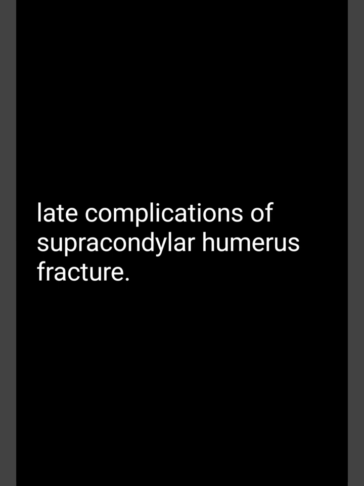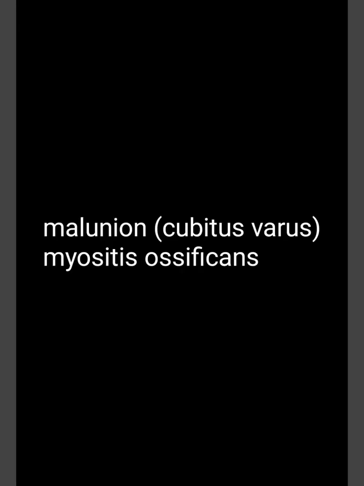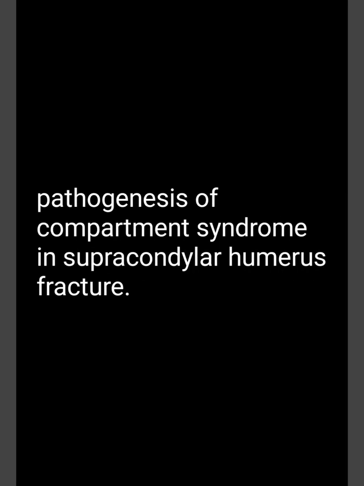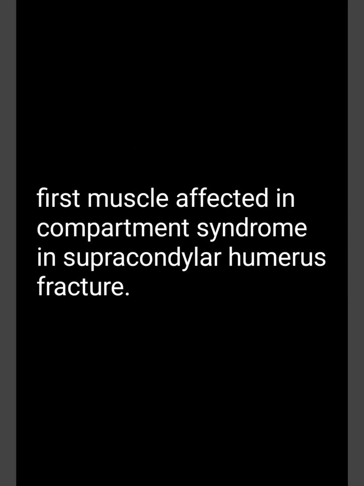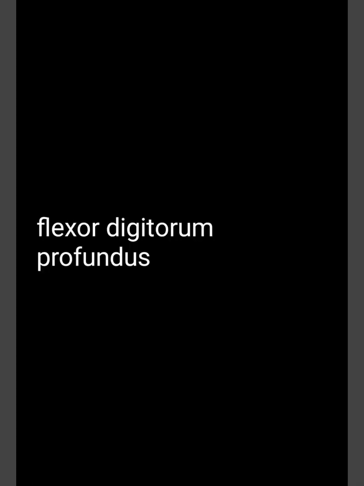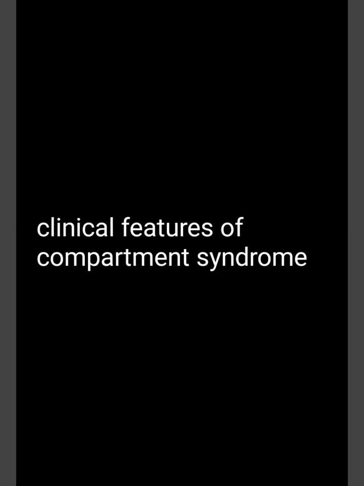Late complications of supracondylar humerus fracture: malunion, cubitus varus, myositis ossificans. Pathogenesis of compartment syndrome in supracondylar humerus fracture: brachial artery injury, blood supply compromised, muscle ischemia, hypoxia, inflammation, swelling of muscle, further compresses vessel of same compartment, muscle necrosis, contracture, Volkmann. First muscle affected in compartment syndrome in supracondylar humerus fracture: flexor digitorum profundus.